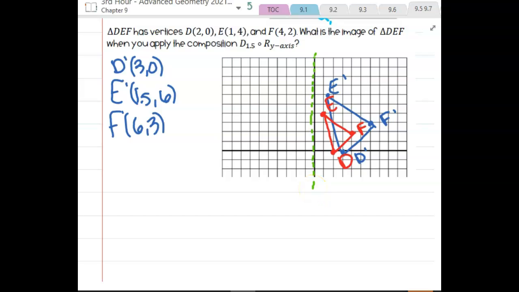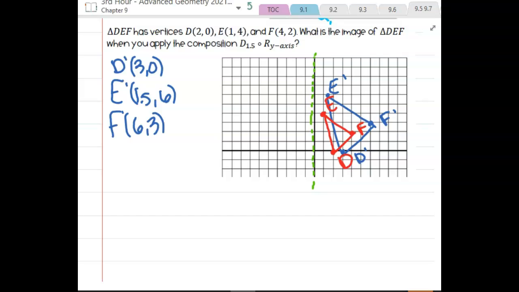So remember, for the reflection, you're going to take each point, go directly to the line of reflection, and then that same distance on the other side of the line of reflection. So if I start with D prime, remember, we're reflecting the image. We're not reflecting D, E, F. We're reflecting D prime, E prime, F prime.